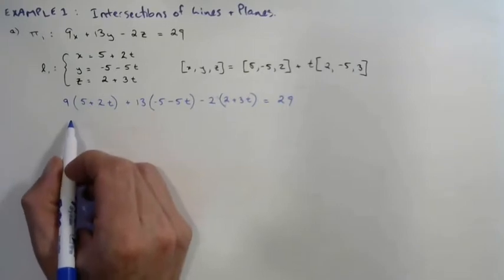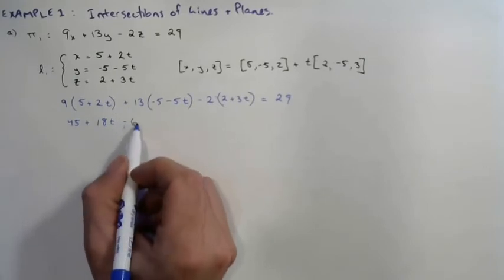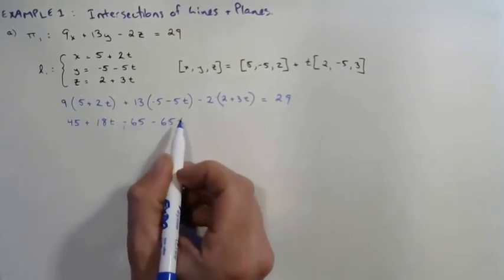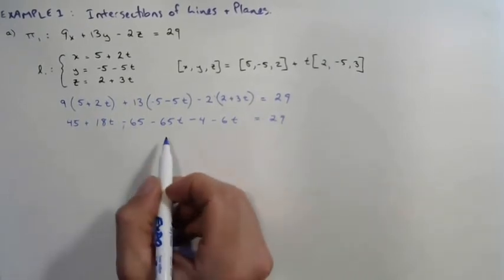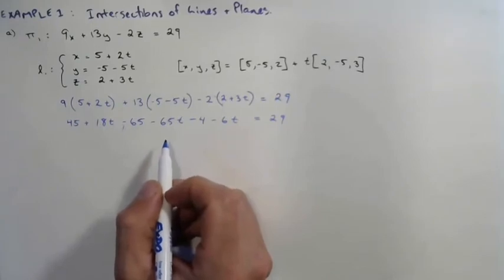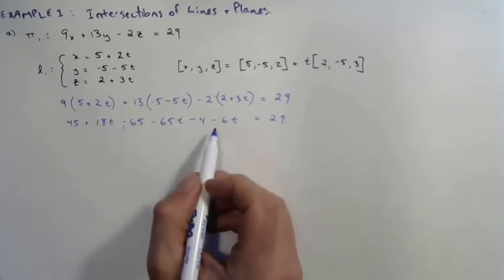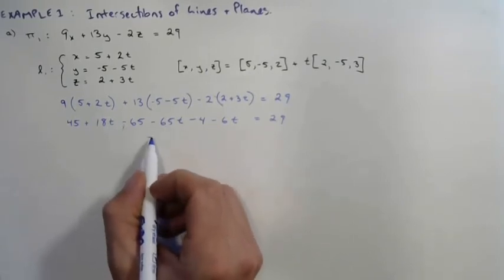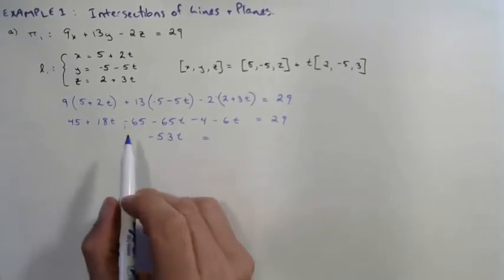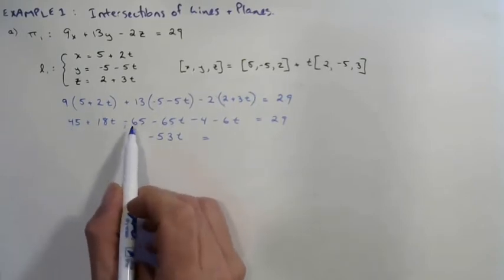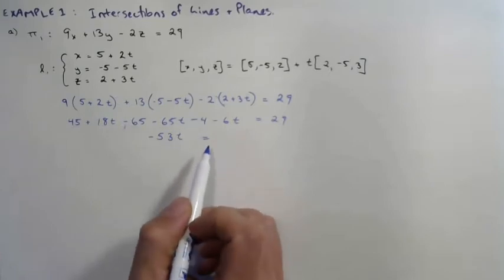So 9 times 5 is 45 plus 18t minus 65 minus 65t minus 4 minus 6t equals 29. Group my t's on the left, move everything else to the right. I've got 18t minus 65t minus 6 more t. That's going to be negative 53t. And for my constants, I have 45 minus 65 minus 4. And then I'm going to be adding that to both sides.